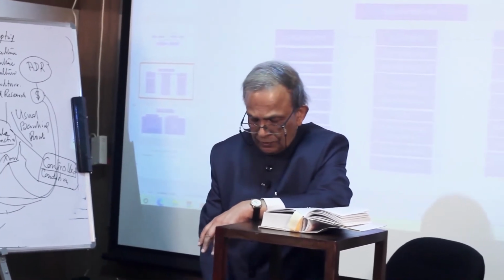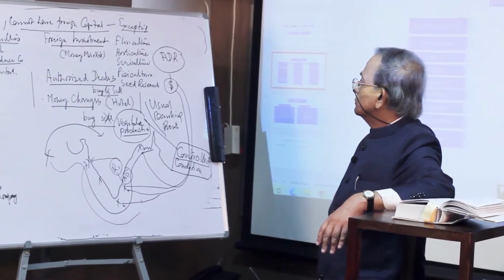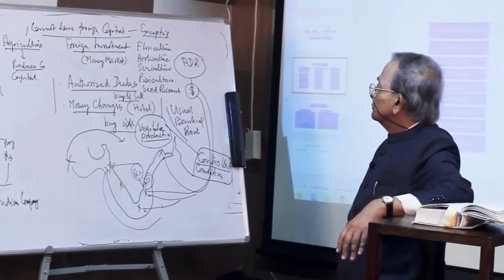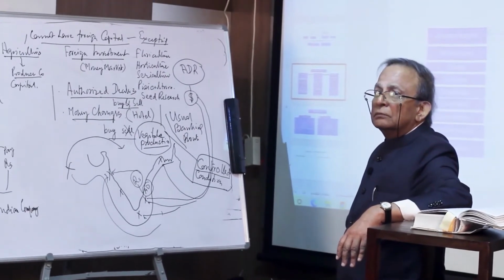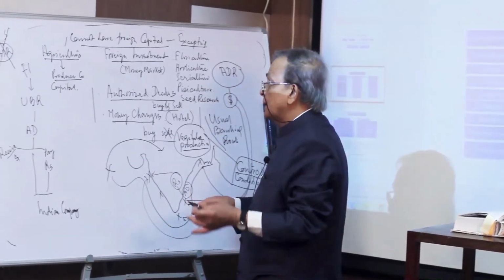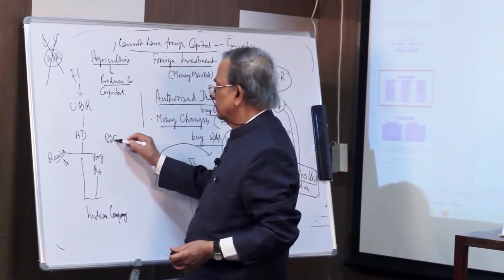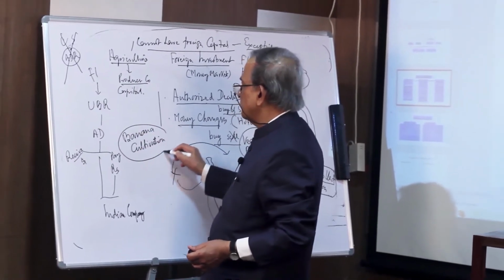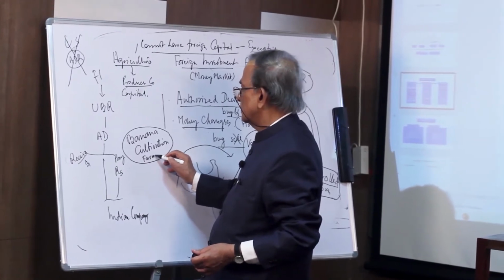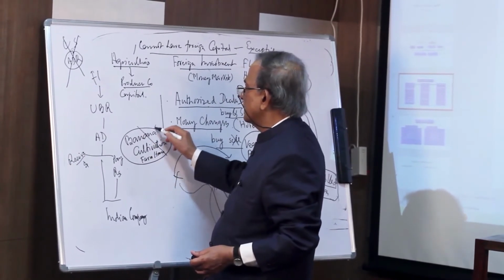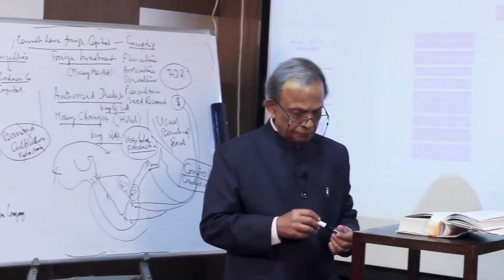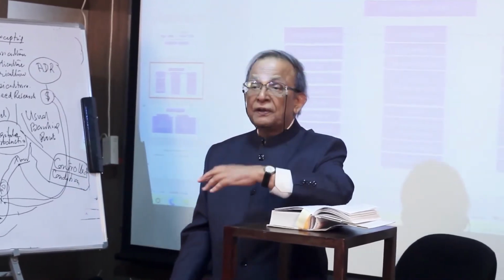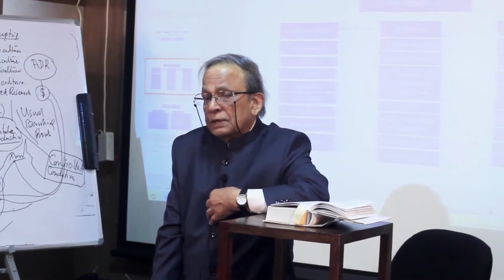So what is my take? Banana cultivation. Once you say cultivation, all types of cultivation, including construction of farmhouse, are completely banned. So my first point is that if it is banana cultivation, boss, I am sorry, you cannot bring foreign funding into India.